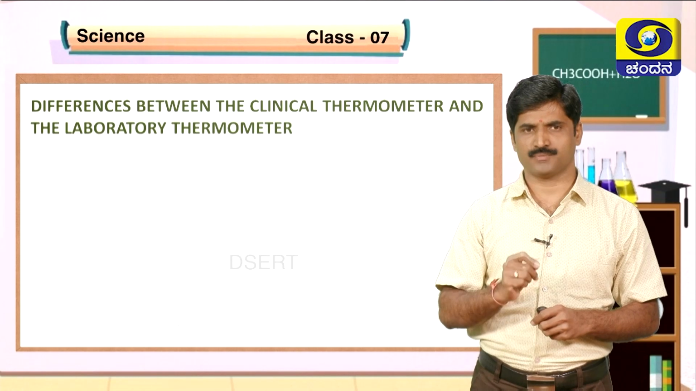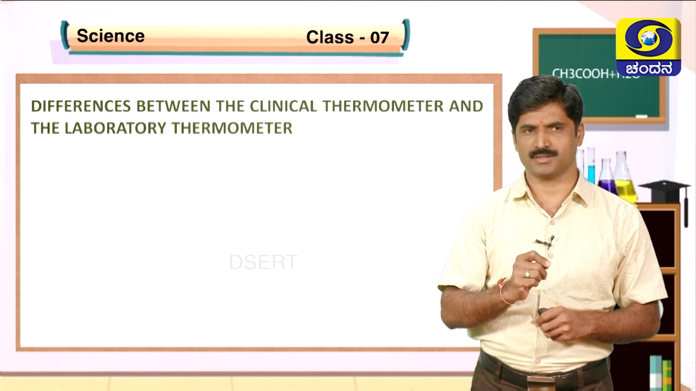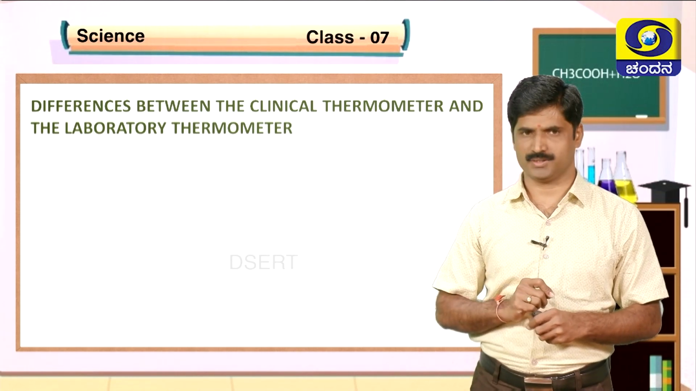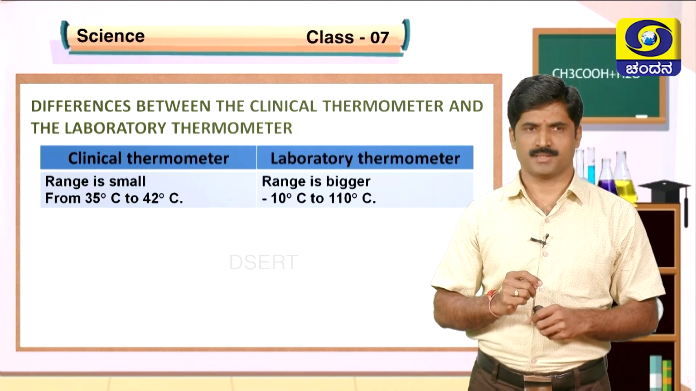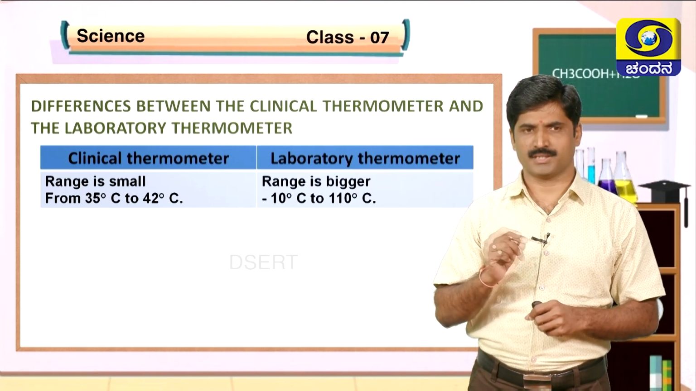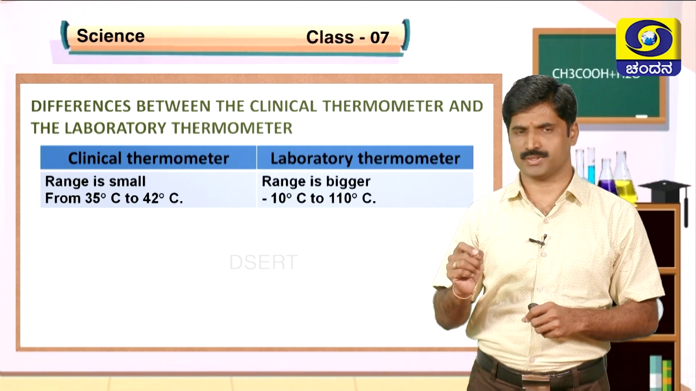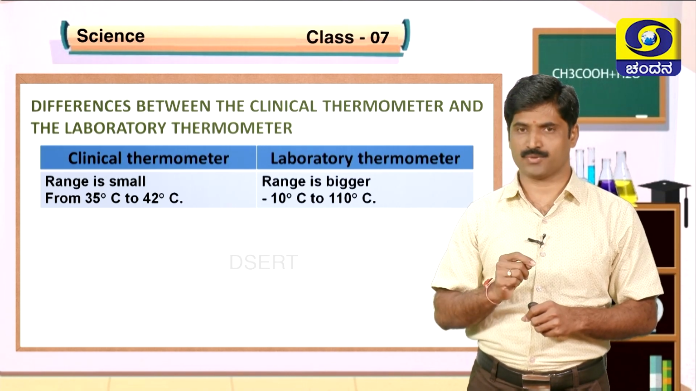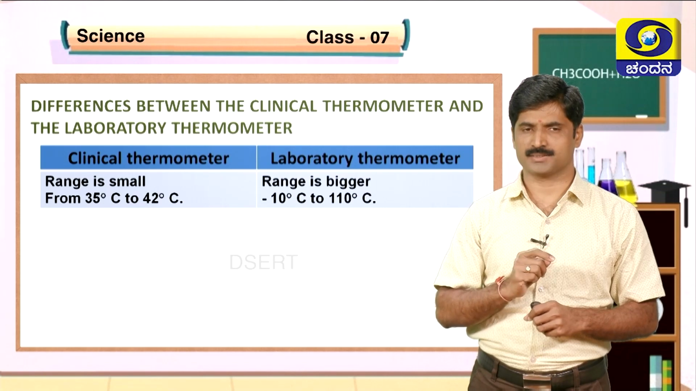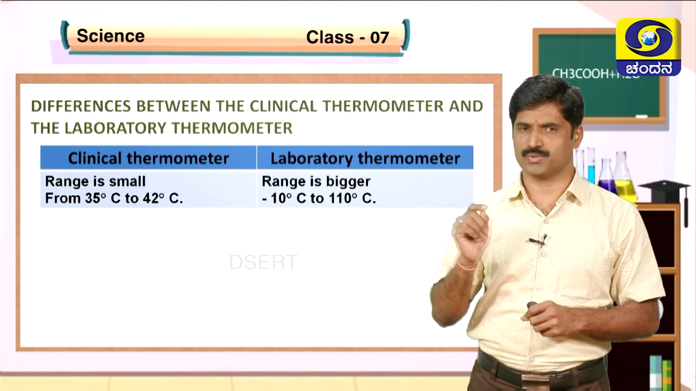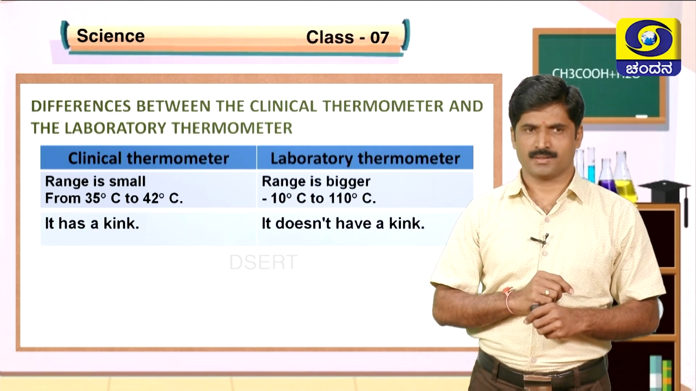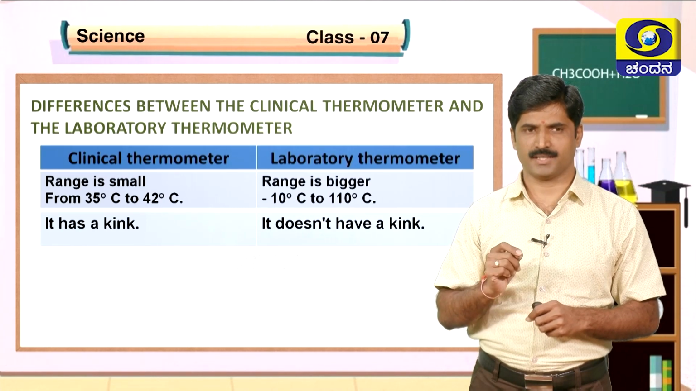Then what are the differences between the clinical thermometer and the laboratory thermometer? The clinical thermometer has a range from 35 degrees Celsius to 42 degrees Celsius only, but the laboratory thermometer commonly has minus 10 degrees Celsius to 110 degrees Celsius. The clinical thermometer has a kink.